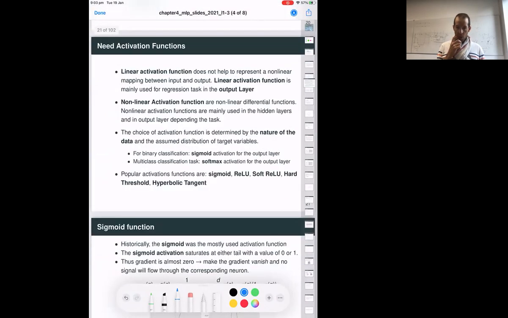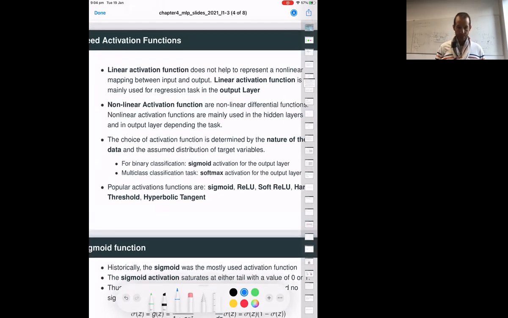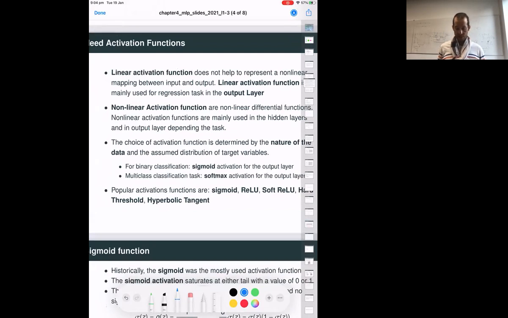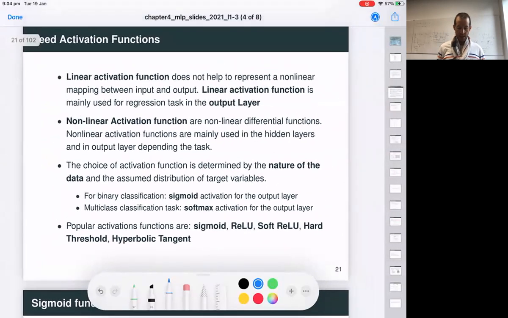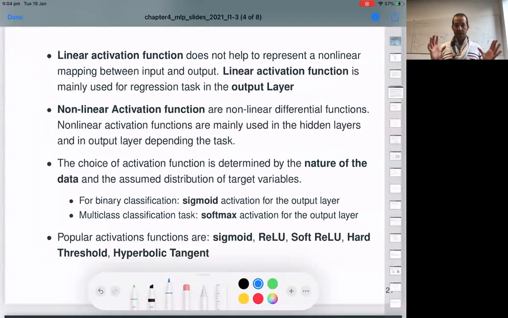So we will talk now a little bit about activation functions, just to give you some information on the different activation functions. We will come back later to which is the most useful in which situation, more in chapter 6. Okay, activation function.